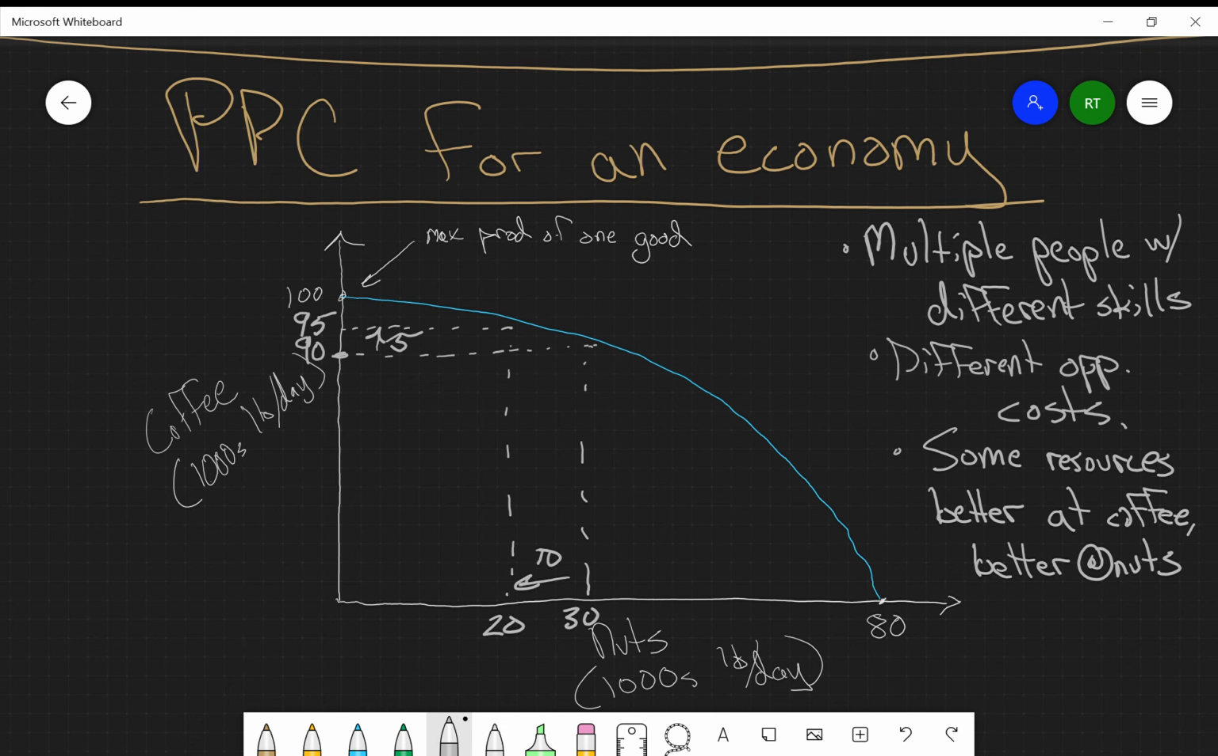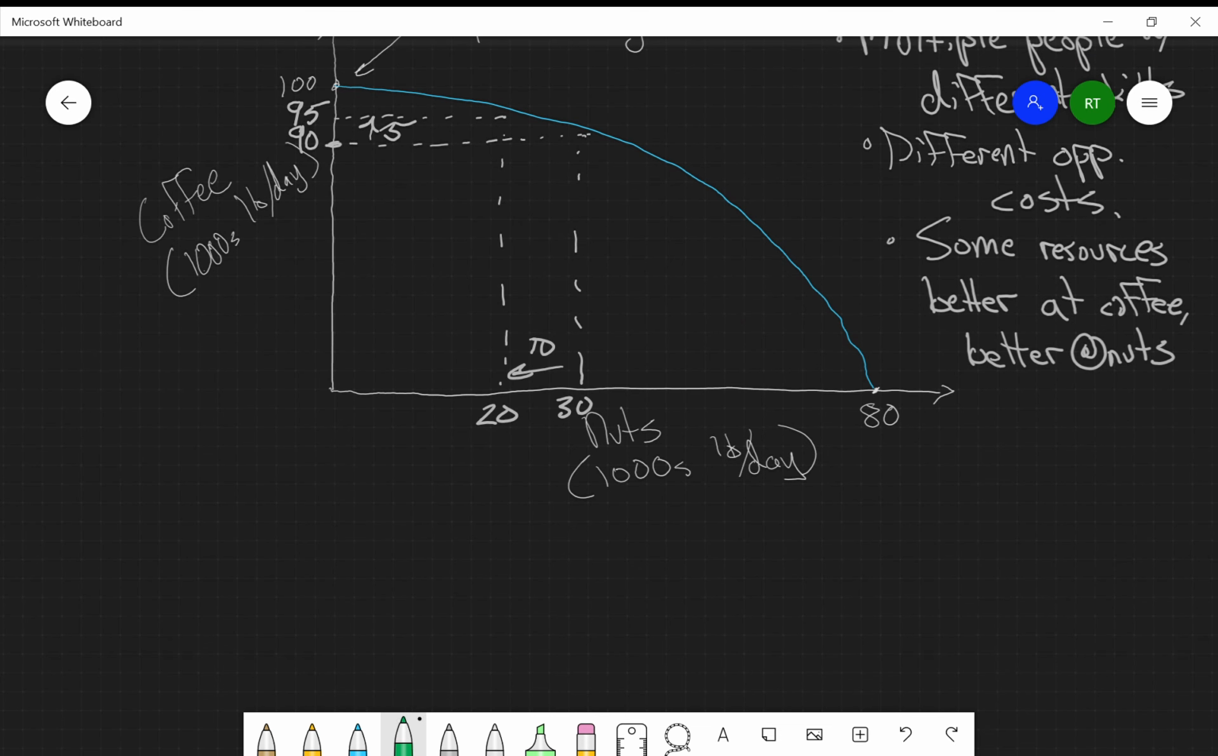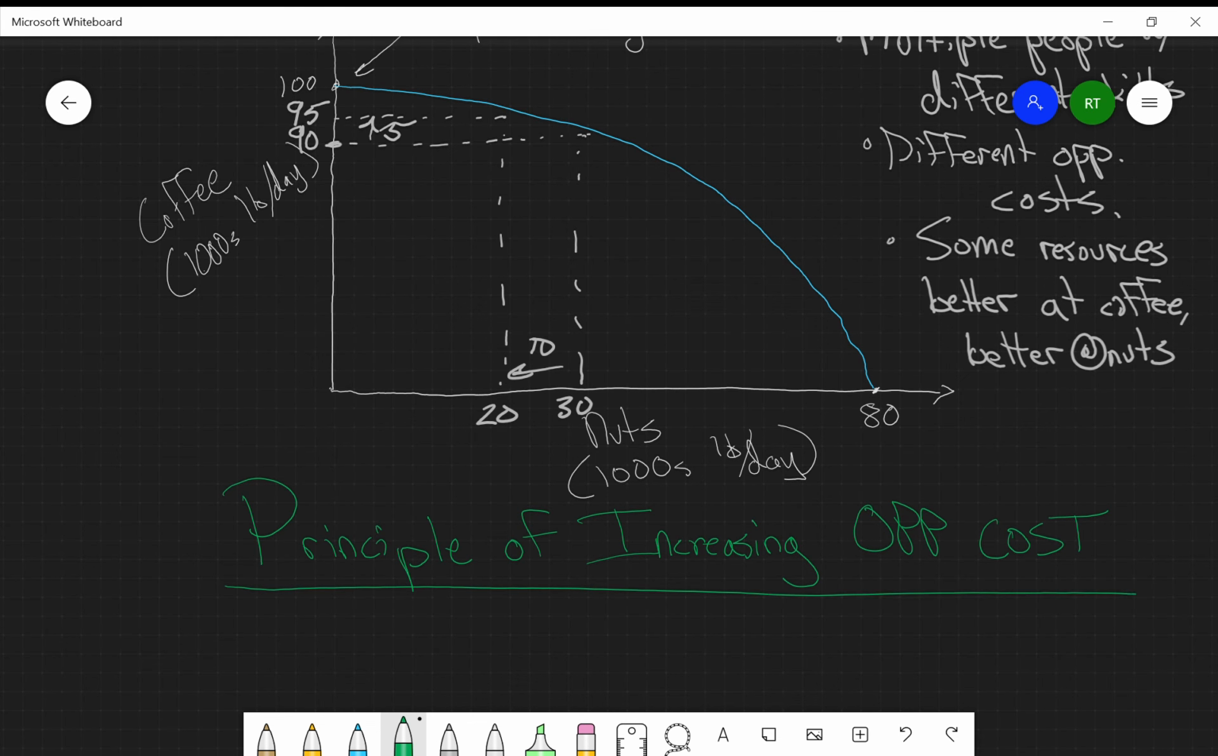So the principle of increasing opportunity cost says that we are going to start with the resources with the lowest opportunity cost.